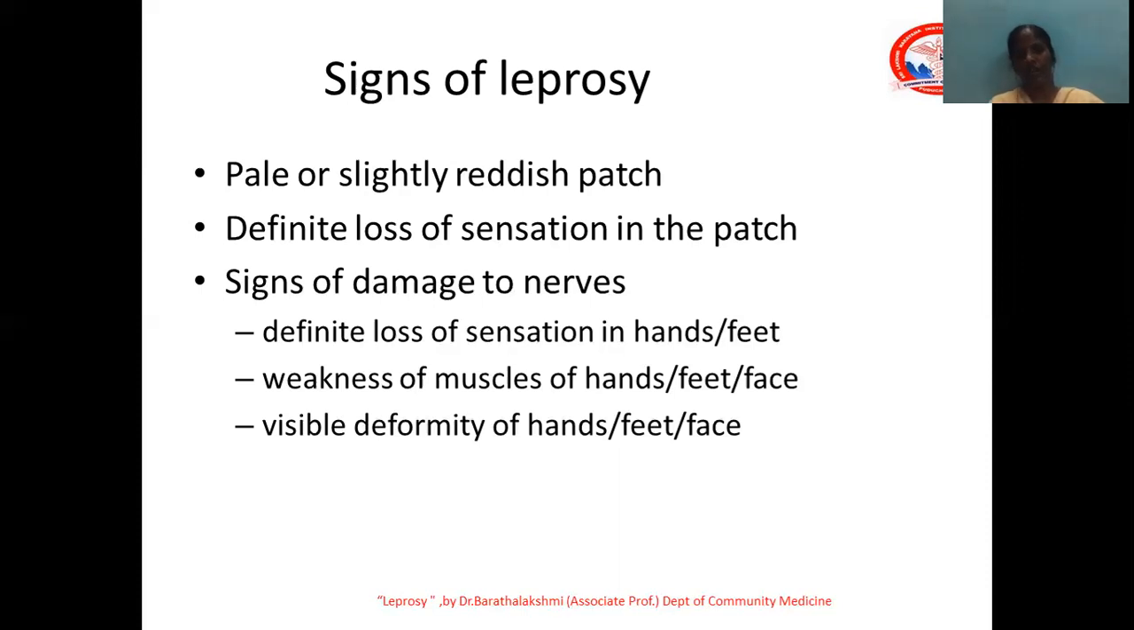And in the face, loss of the lateral third of the eyebrows, and the corneal sensation would be lost. The cornea can go for softening, that is keratomalacia, and sensation of the conjunctiva may be lost, going for dry eyes. And even the muscle can get weakened, and lagophthalmos can be present with the involvement of the 7th nerve. So these are the cardinal signs of leprosy.